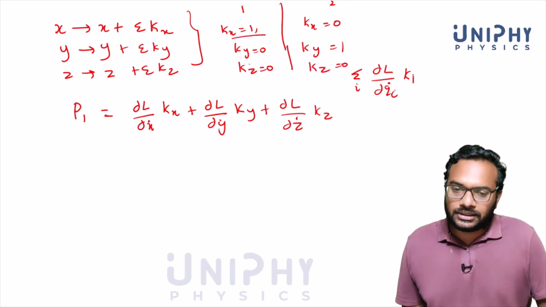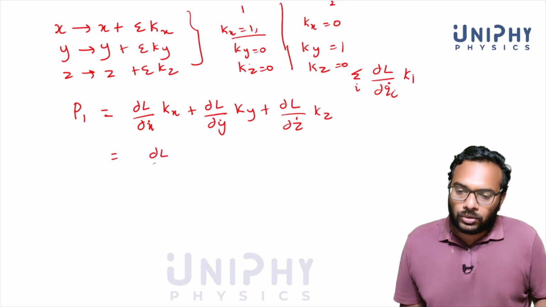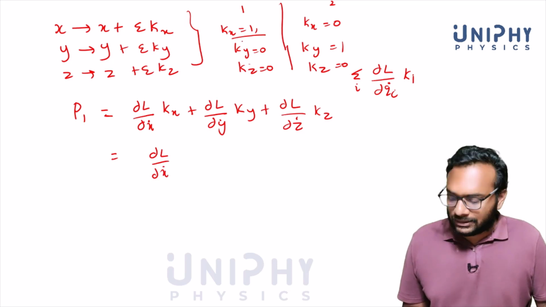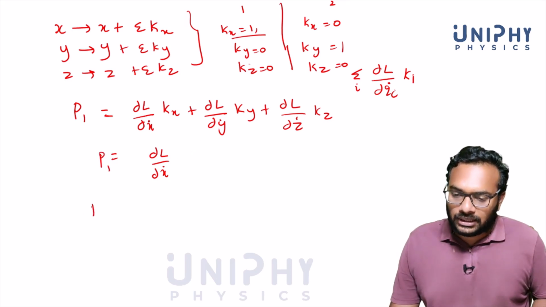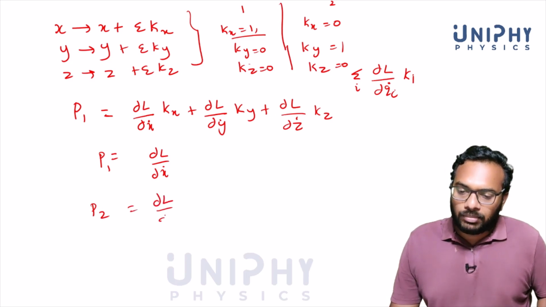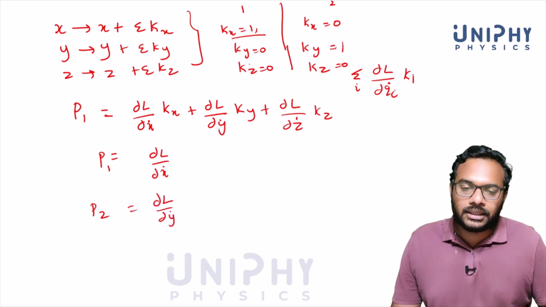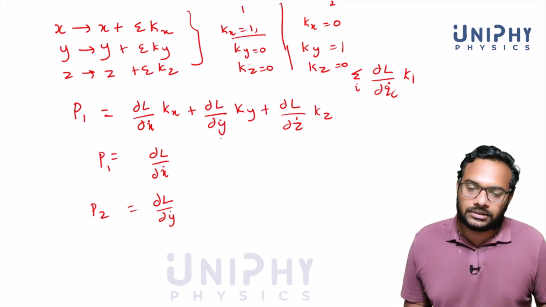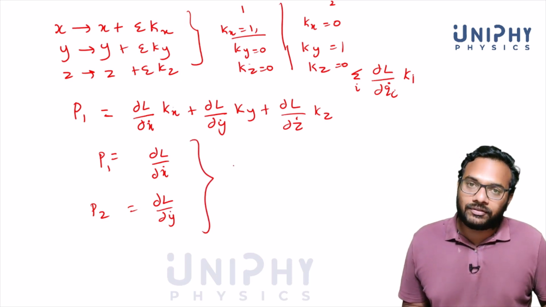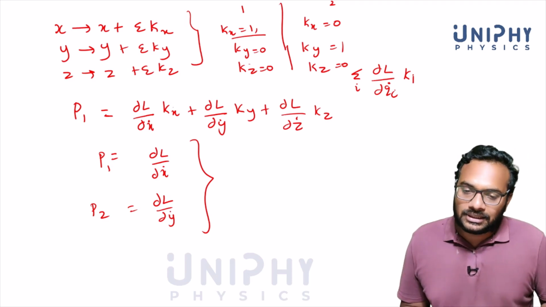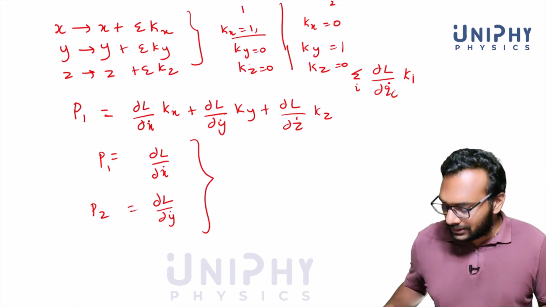Now we substitute kx equal to 1, ky equal to 0, kz equal to 0 in this. So p1 is ∂L/∂ẋ. Similarly, you will get p2 equal to ∂L/∂ẏ using the same relation, taking kx equal to 0 and kz equal to 0. This is exactly the same thing that we found using the fact that x and y are cyclic. I just wanted to show that this is a special case of Noether's theorem.